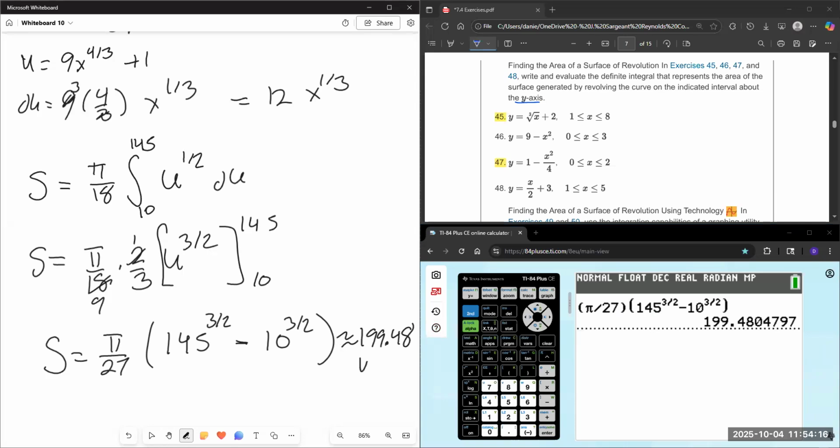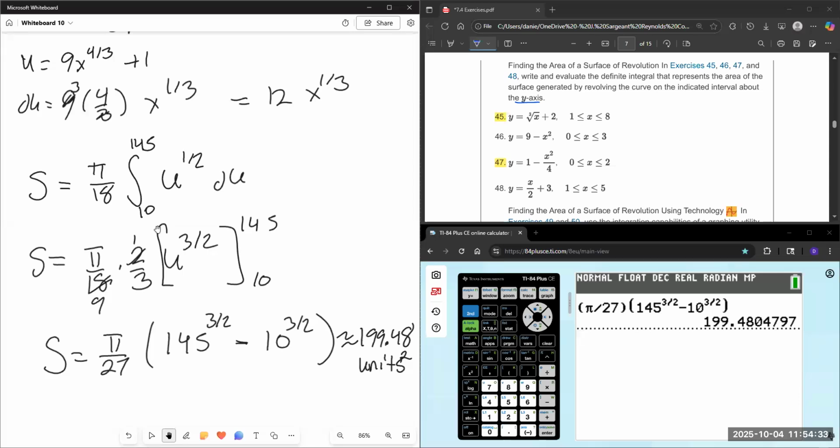So arc length would be measured in units. Surface area should be measured in square units. I don't think that I wrote that earlier, but your volume should be measured in cubic units.